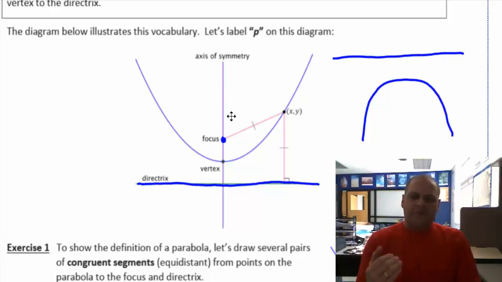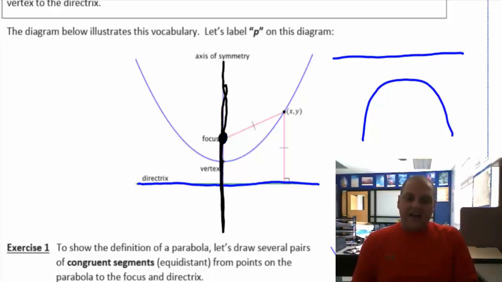The axis of symmetry, you've probably heard that before. The axis of symmetry is the line of symmetry for the parabola. So if the parabola opens like this, the line of symmetry is right down the middle. The focus will always be right on the axis of symmetry inside the parabola, and the directrix will be perpendicular to the axis of symmetry. As you can see, our axis of symmetry is coming straight down the middle of our parabola. Our focus is on the axis of symmetry, and the directrix is perpendicular to the axis of symmetry.